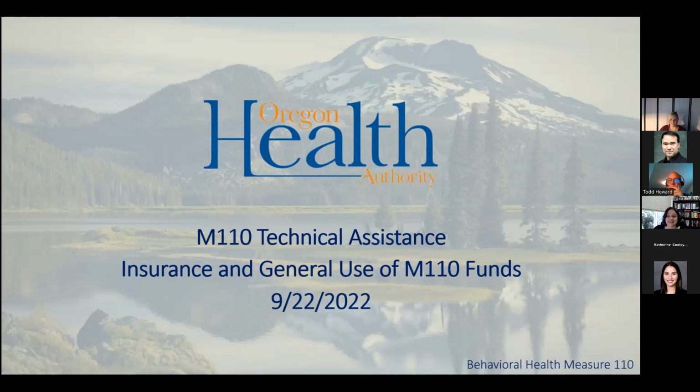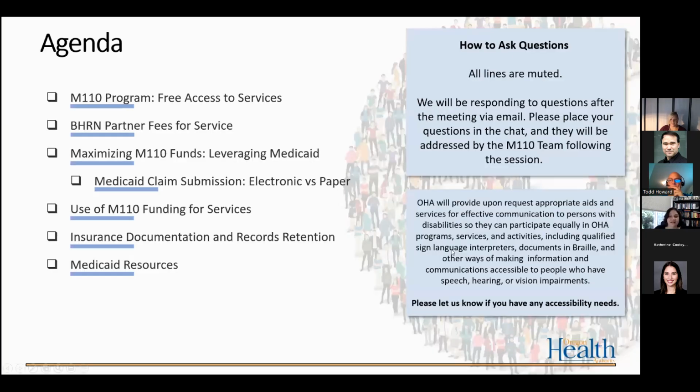I think we can move to the next slide. All right, so this is our agenda for today. We're going to talk about the Measure 110 program and the fact that all services that are funded through Measure 110 need to be free for the recipients or the participants. We're going to talk about fee for service, maximizing Measure 110 funds by leveraging Medicaid, and Medicaid claim submission. The Medicaid team is going to talk about electronic versus paper submission, the use of Measure 110 for funding services, insurance documentation and records retention. We have a slide with Medicaid resources. These slides will be sent out just like all the others, so you will have those links available to you.